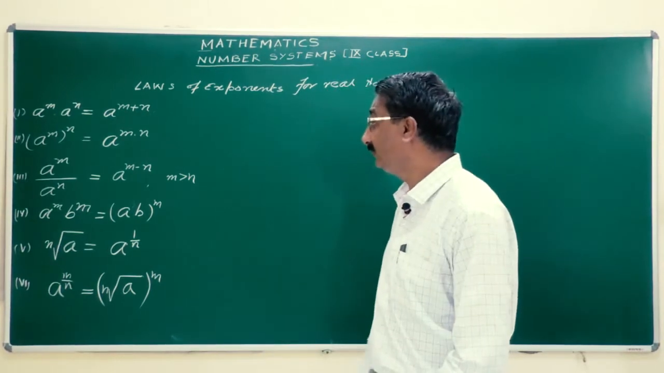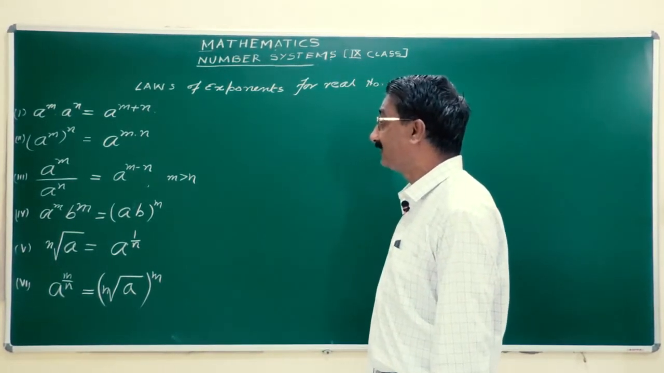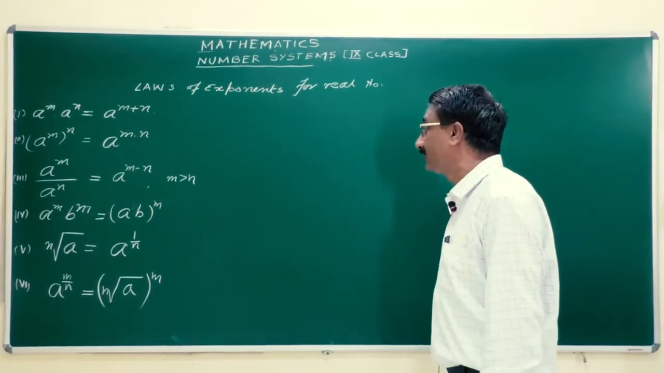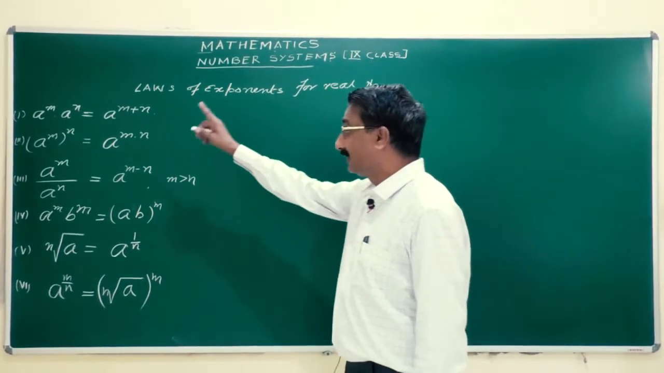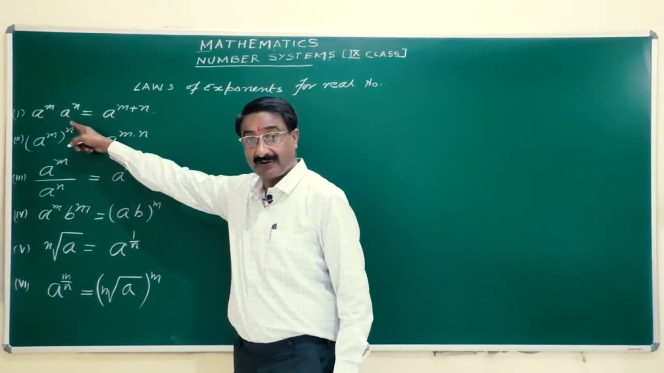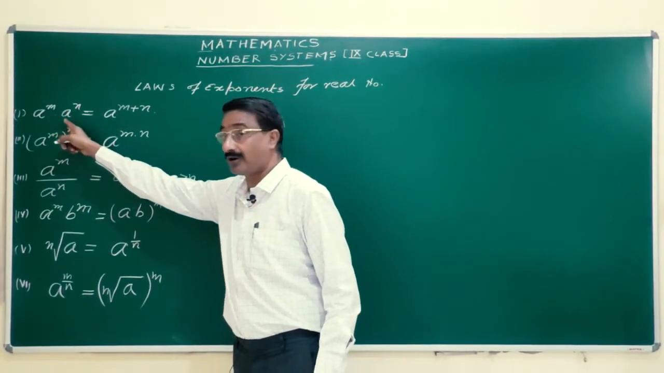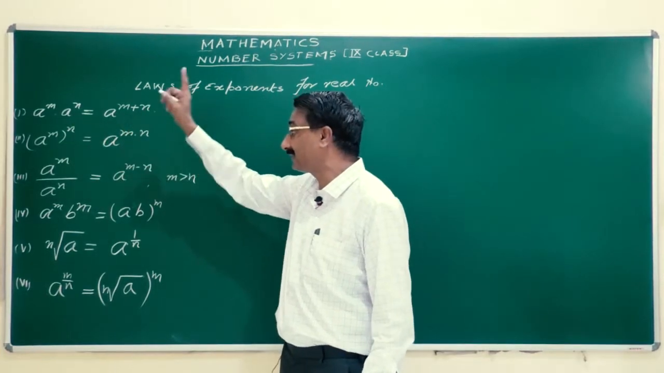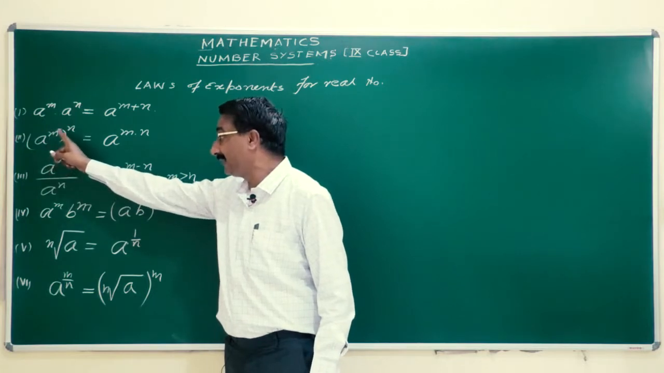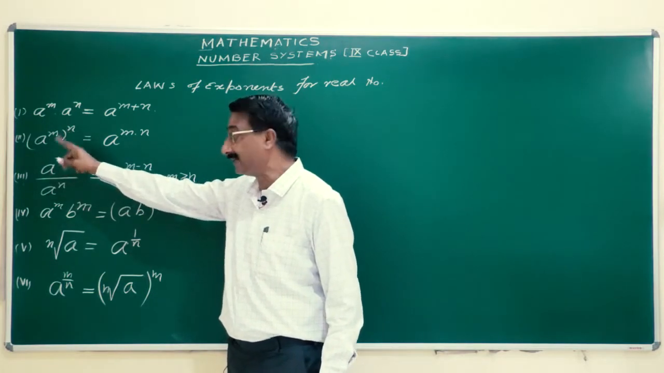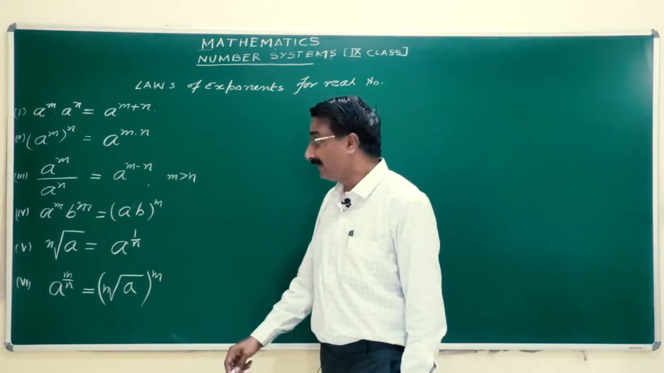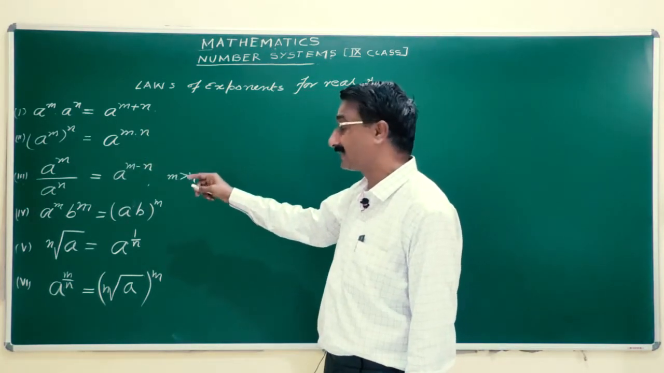Firstly, we will revise the identities related to the laws of exponents for real numbers. A raised to the power m, a raised to the power n, that is, the base is common, is a raised to the power m plus n. Second one, a raised to the power m, raised to the power n, is a raised to the power m into n. We have solved a number of examples also yesterday.